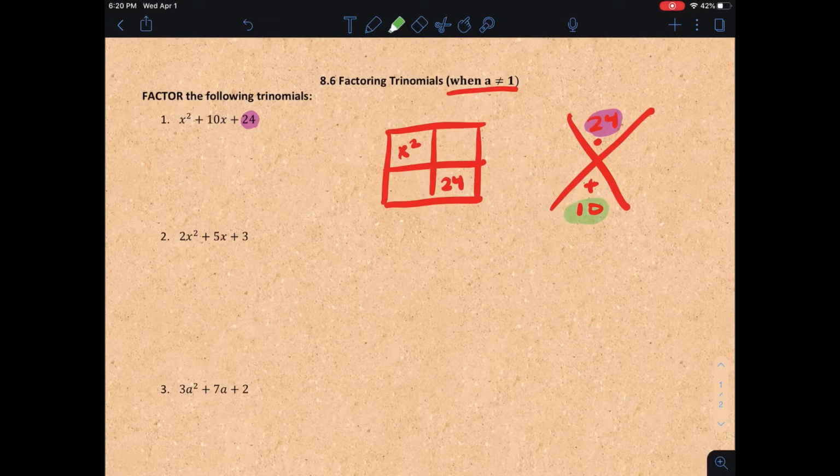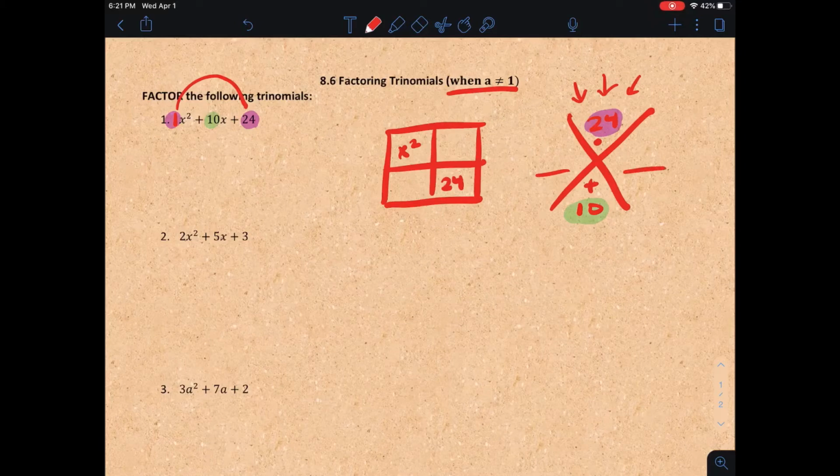And the reason why it's 10 is because all we have to do is take this middle term and look at the coefficient. But I kind of cheated because technically to get this 24, what I should have done was take the number in front of x squared, which is a 1, and multiply 1 and 24. If I multiplied 1 and 24, that would give me 24. But the reason why I skipped that step is because when a is equal to 1, 1 times any number is just that number. So I just kind of skipped that step. But technically, I should have multiplied 1 and 24.